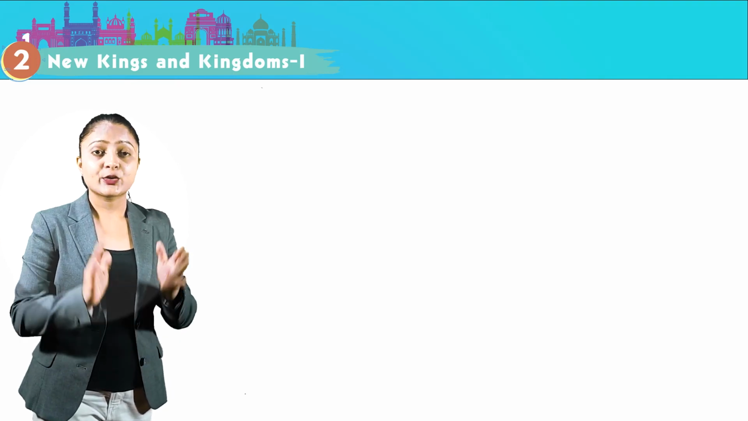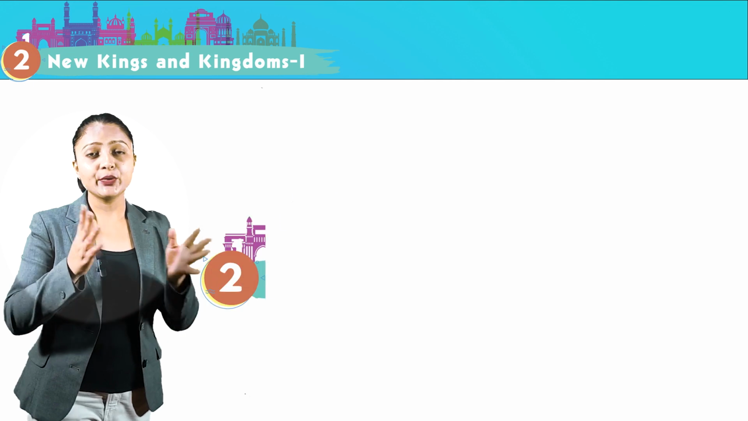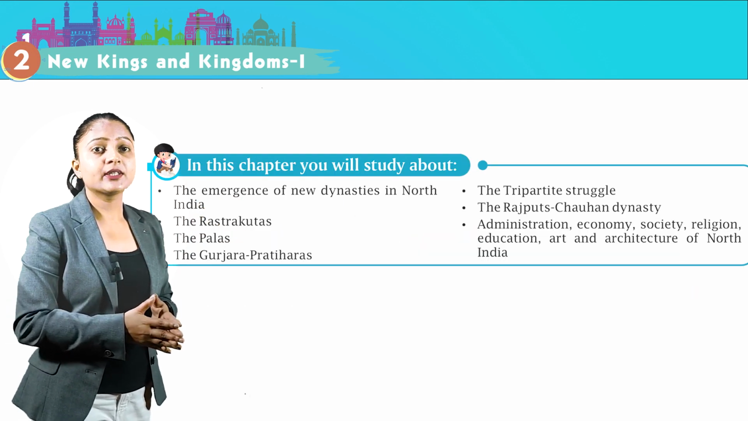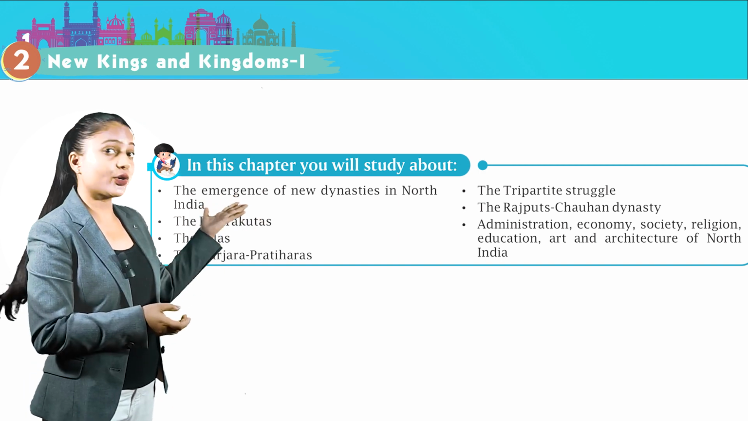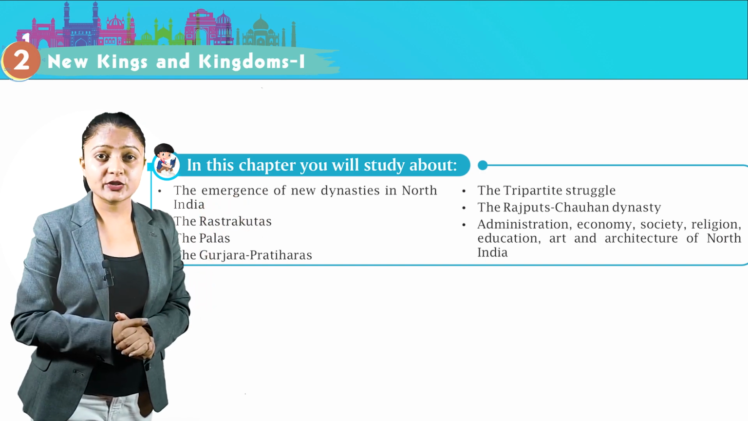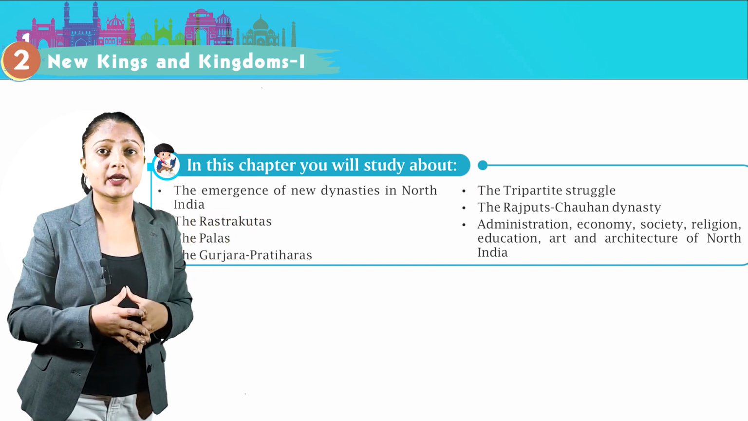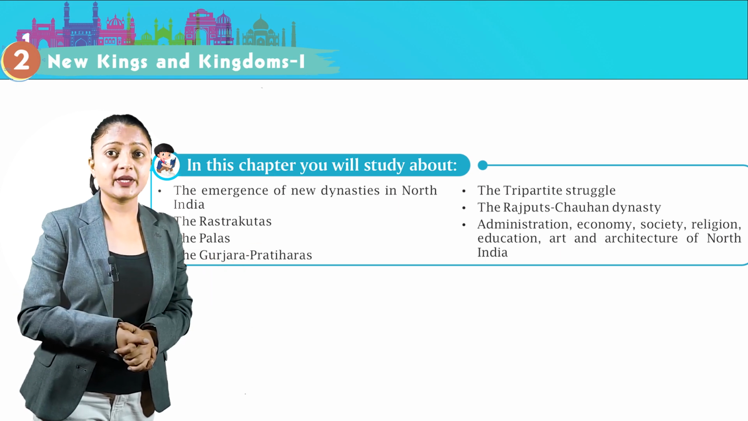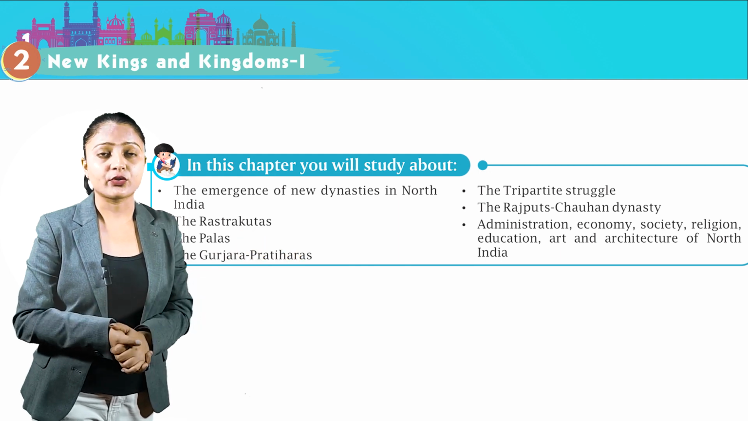Hello class. Today we are going to start chapter 2 of our history, New Kings and Kingdoms. First, in this chapter you will study about the emergence of new dynasties in North India, the Rashtrakutas, the Palas, the Gurjar Pratiharas, the tripartite struggle, the Rajputs Chauhan kingdom, the Rajputs Chauhan dynasty, administration, economy, society, religion, education, art and architecture of North India.